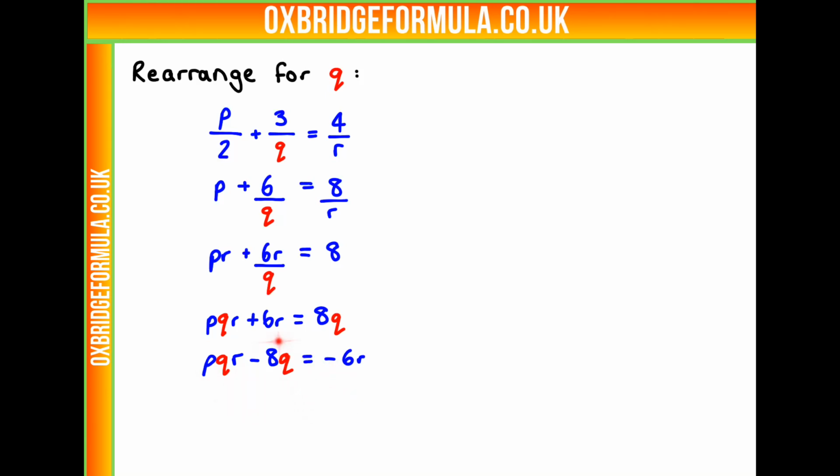So now we have Q all on one side, but there's still two terms, and we only want one. So how do we separate this into just getting one Q term? Well, as both terms have things times by Q, we can just take that out. So we can do Q, and then in brackets, PR minus 8 equals minus 6R. Now all we have to do to get Q by itself is divide minus 6R by this bracketed term here. So we get Q equals minus 6R over PR minus 8.